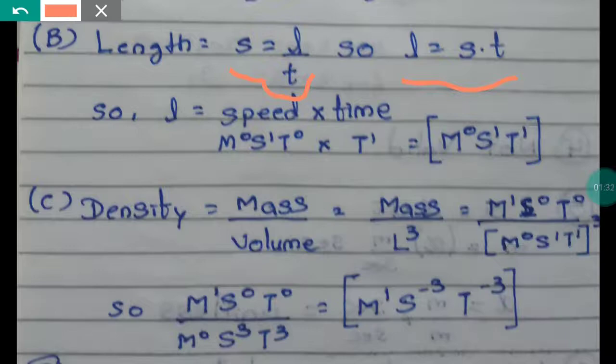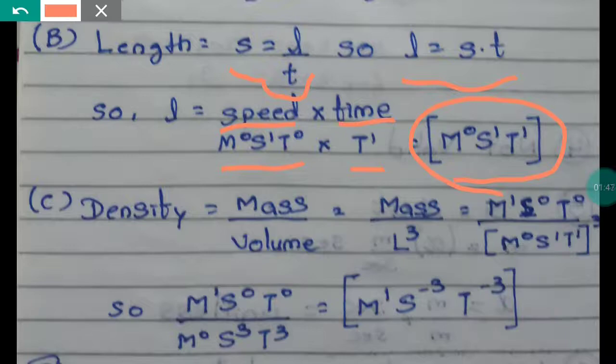Put the dimensions of speed and dimensions of time. What are the dimensions of speed? m0, s1, t0, and dimensions of time t1. Multiply them, and this is what you get: m0, s1, t1.